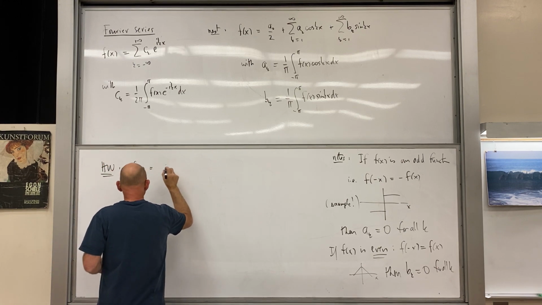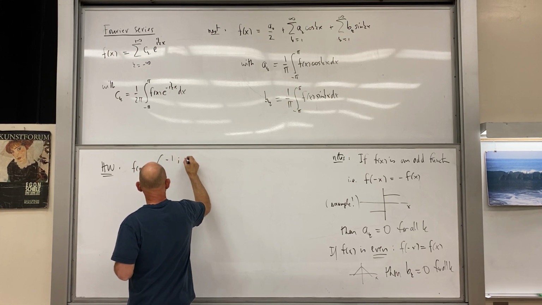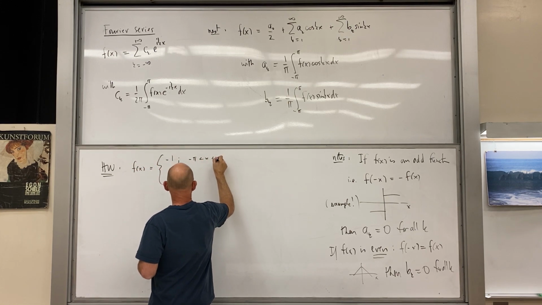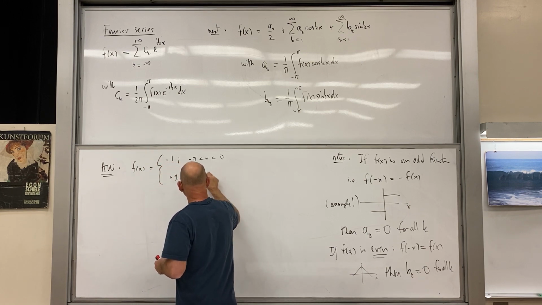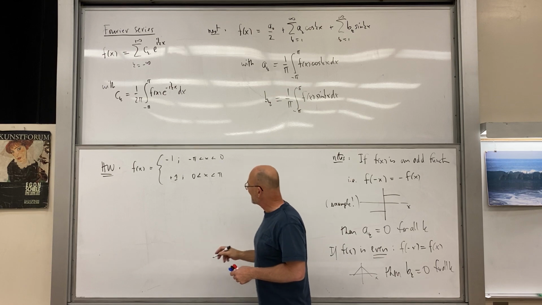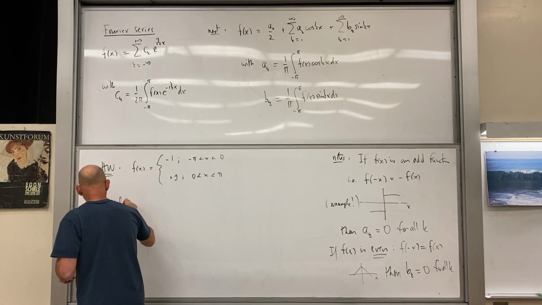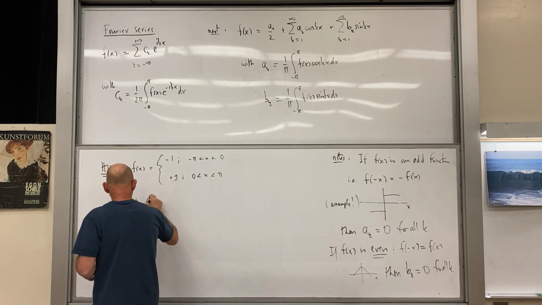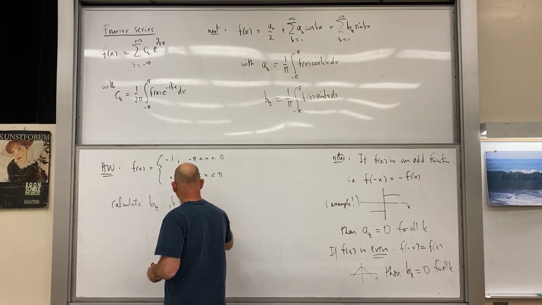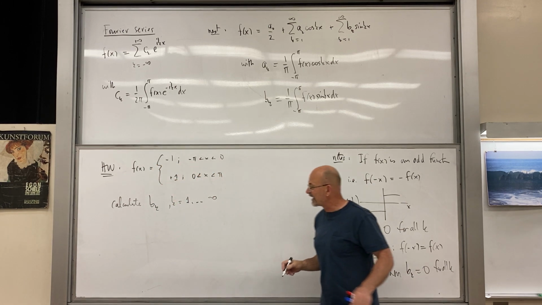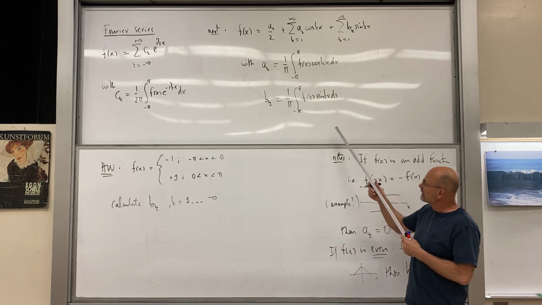F of x equals, I'm just saying the step function again, minus 1 for minus pi less than x less than 0, plus 1 for 0 less than x less than pi. So let's take that and calculate b sub k, k equals 1 to infinity, right? Just calculate all those b sub k's, and that's not going to be difficult, is it?